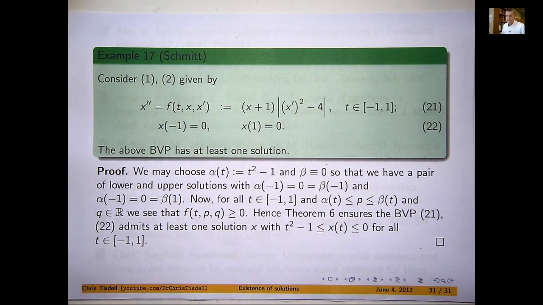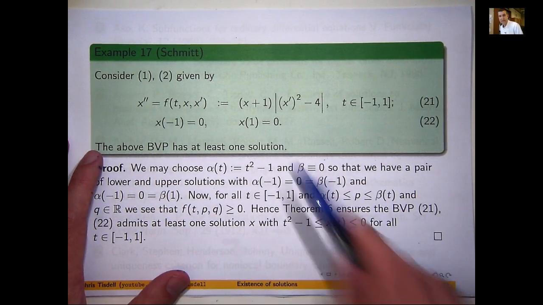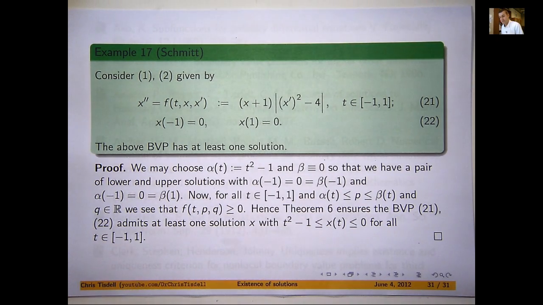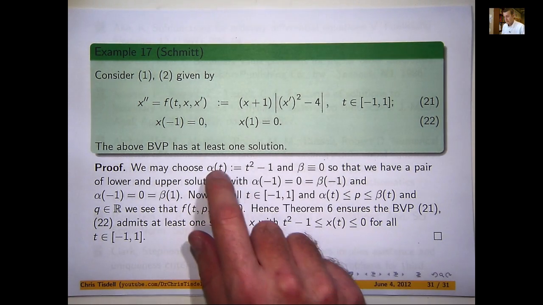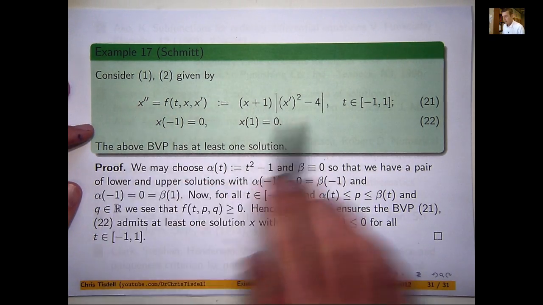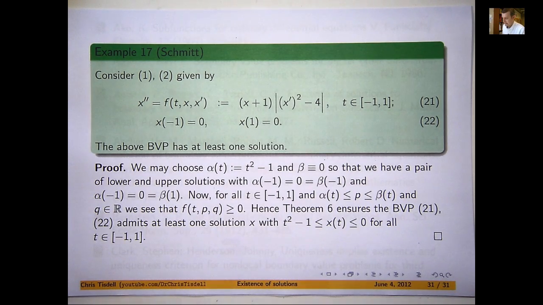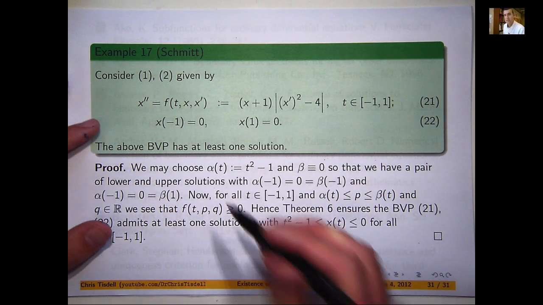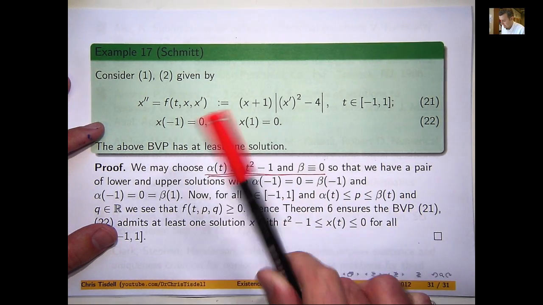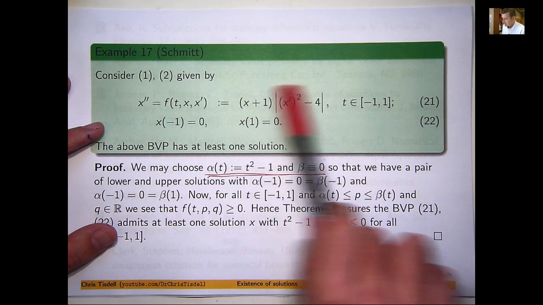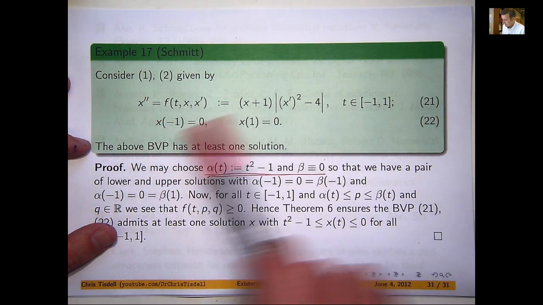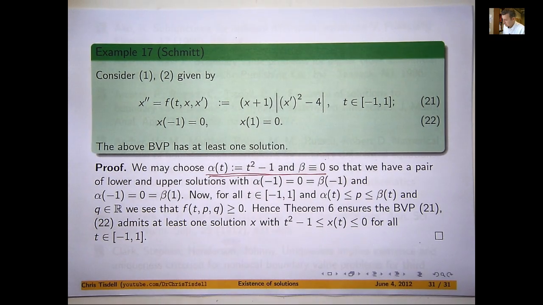Now here's a second example. I've actually taken this example from a paper of Klaus Schmidt, and I've also taken the lower solution and the upper solution. But I just wanted to show that this kind of example satisfies the conditions of the theorems that you've seen in this presentation. So here is another boundary value problem. It's claimed that this boundary value problem has at least one solution.